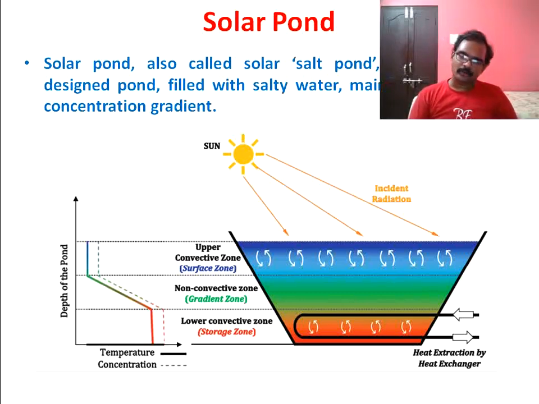A solar pond is also called a solar salt pond. It is an artificially designed pond filled with salt water, maintaining a definite concentration gradient. I have given the diagram of a solar pond in this slide, but we'll come to it later for a clearer understanding. Actually, the solar pond is not a natural pond. It is an artificial or man-made pond filled with salt water, and we have to maintain a definite concentration gradient. So we'll see all these points.